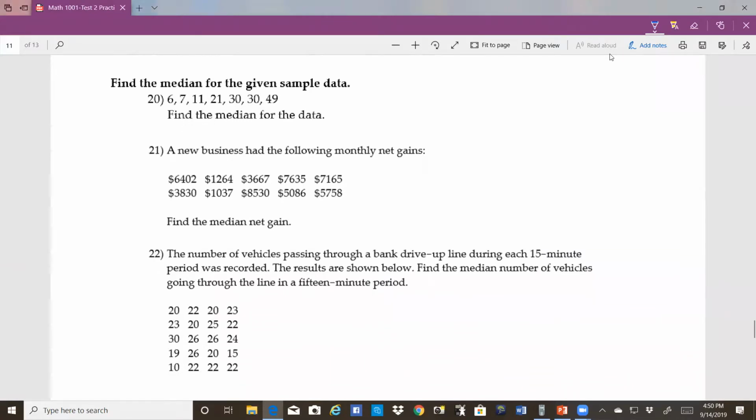Now we want to calculate the median. We want to find the median for the given sample data. In this particular case, all the numbers are laid out in order from smallest to largest, and we want to pick out the median, which would be the middle number. In this case, there is an odd number of data points, and so 21 is absolutely the middle point, and so the median is equal to 21.